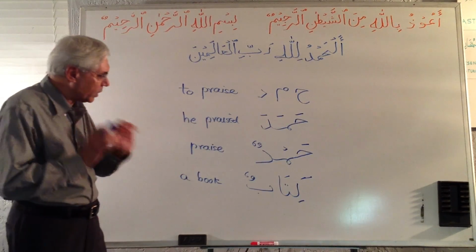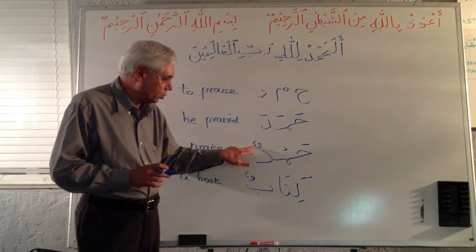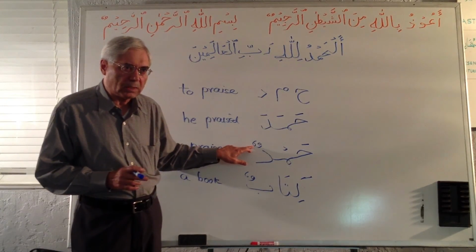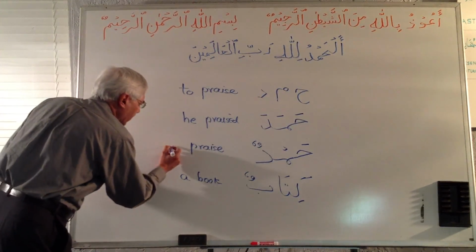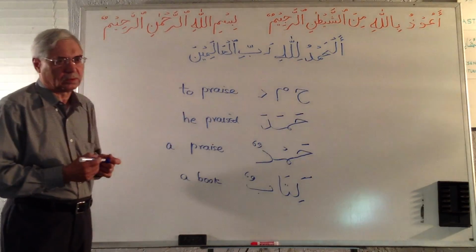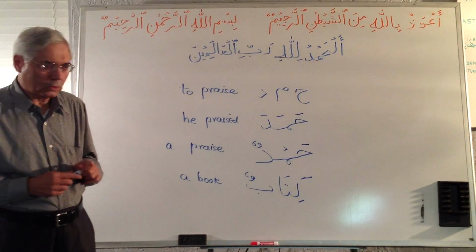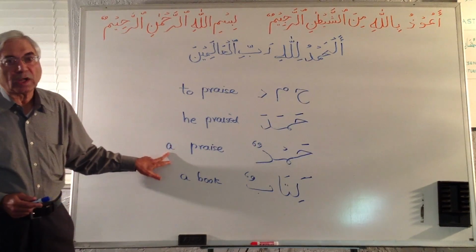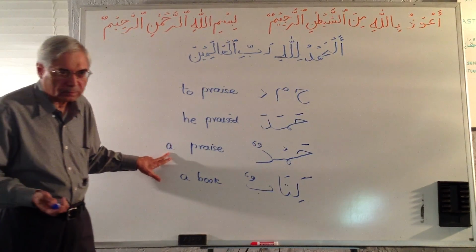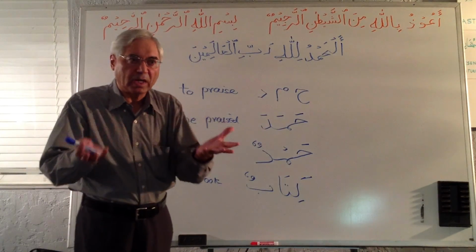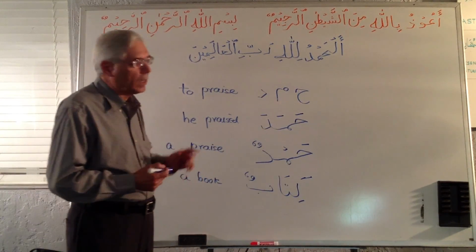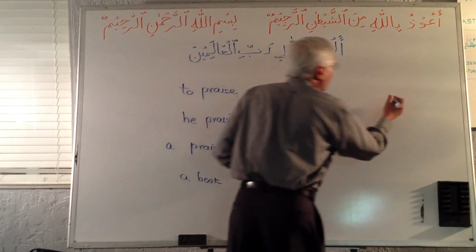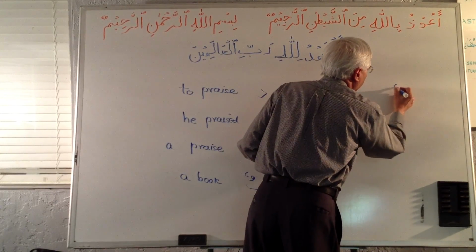Remember that as soon as you see two peshes or two dhammas, the actual meaning is "a praise." So two dhammas and "a" go together. A book, a praise. Now in Arabic there is another word which is called al.